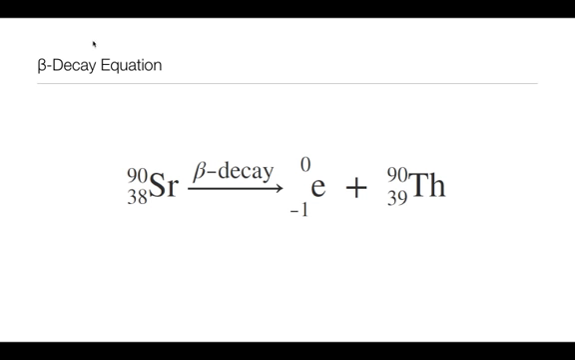Again, the total amounts add up on both sides. We have 90 for a nuclear mass on the reactant side. We have a total of 90 for the nuclear mass on the product side. We have 38 for the atomic charge on the reactant side. We have 38 total for the atomic charge on the product side.